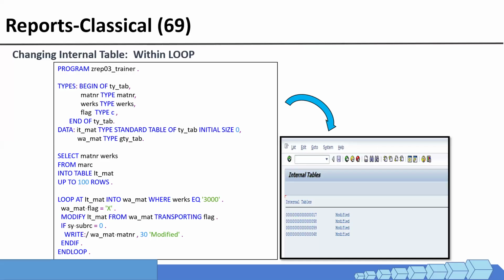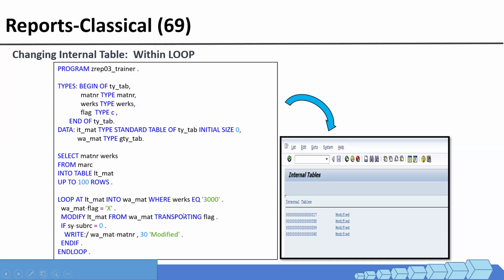In this case, what it's doing is first reading the 100 rows from the MARC table, and then it is reading where WERKS equals 3000. What I'm asking is only this loop statement. It's reading all the data where plant equals WERKS 3000.